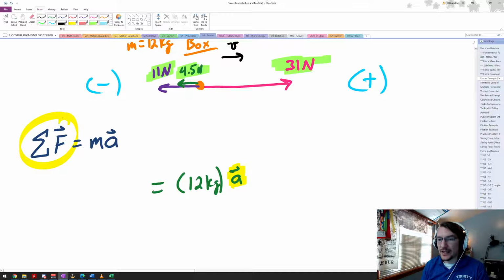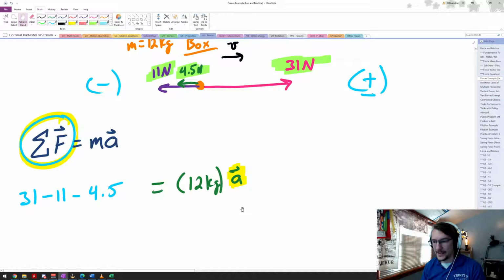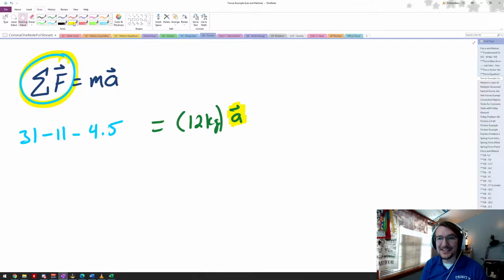If we do this and add up our forces, we have a positive 31 plus a negative 11. Adding a negative number is like subtraction, so minus 11. And then plus a negative 4.5, so that's another minus 4.5. And that's it. That's the entire setup of the problem. If you can get here, you're good.